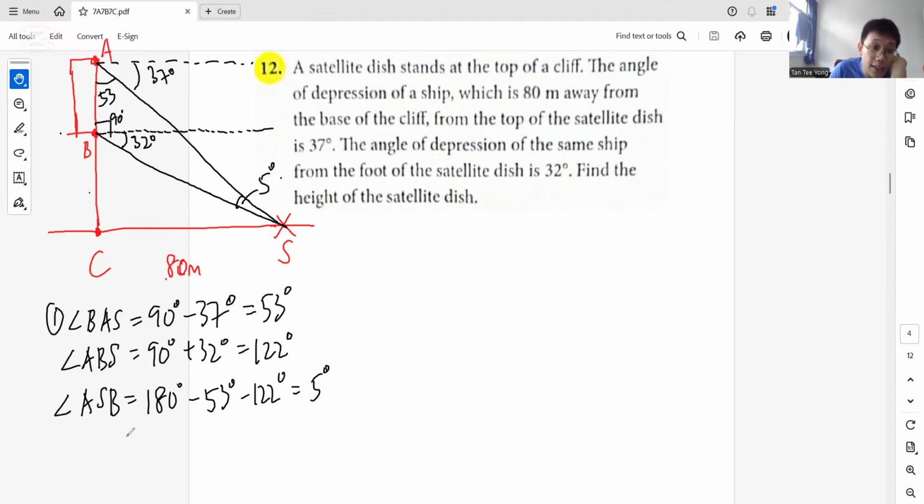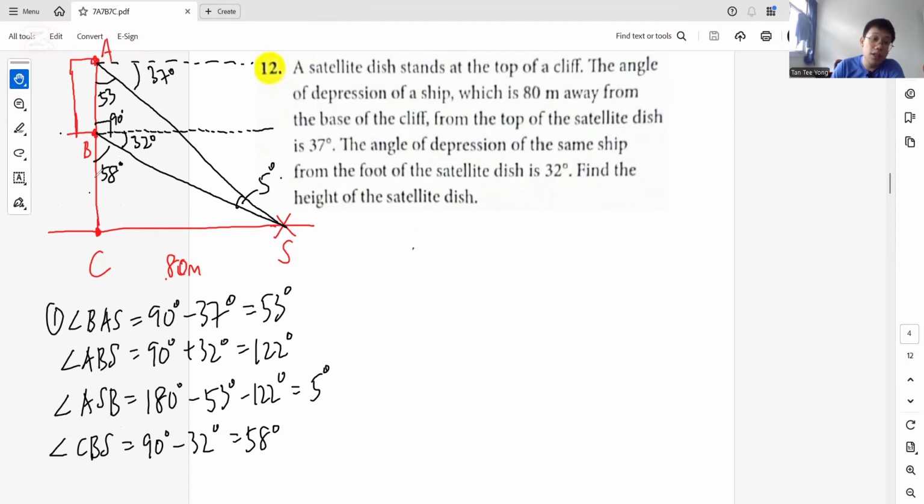And lastly, angle CBS. Do we really need CBS? Oh, yes, we need it, because we need to find BS. Angle CBS is 90 degrees minus 32 degrees, which gives us 58 degrees. So this is 58 degrees. The next thing we need to find is BS.